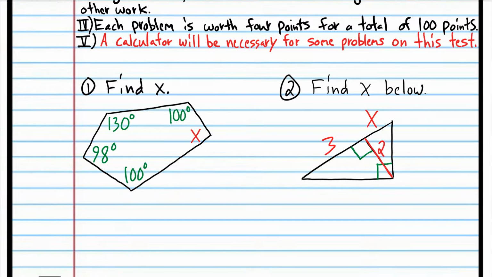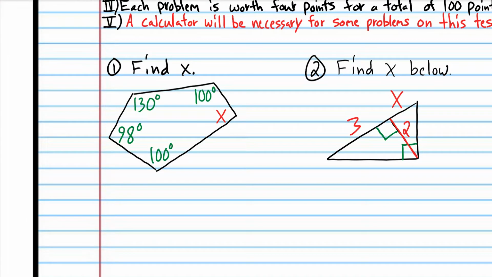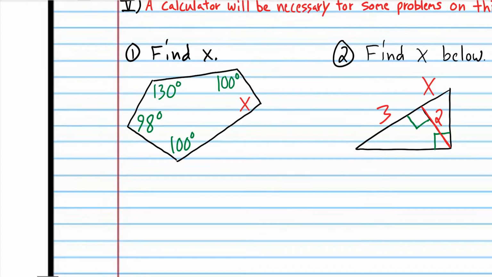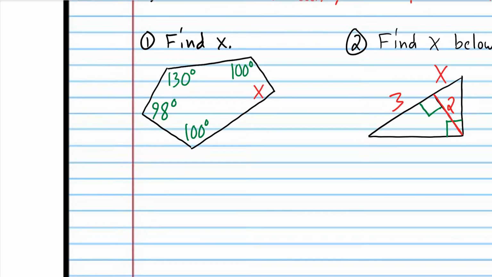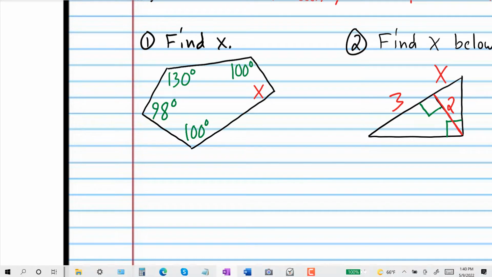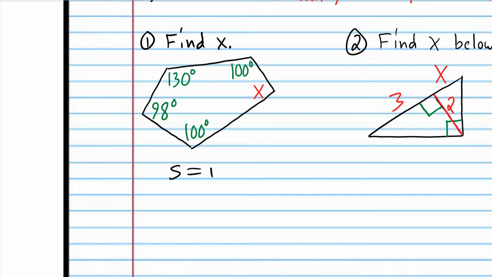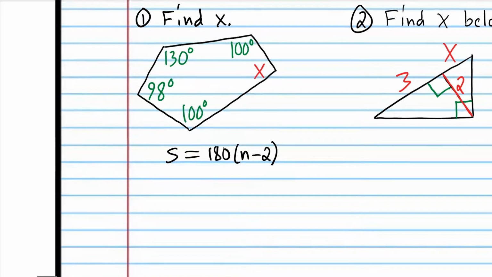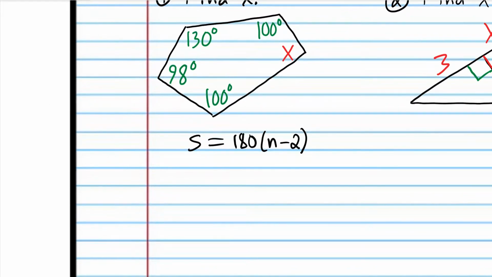Alright, we're back. For problem number 1, we're going to have to use the polygon interior angles theorem, which says that the sum of the interior angles is equal to 180 multiplied by the number of sides minus 2. And so on the left side of the equation, we can go ahead and just add up all those angles. 130 plus 100 plus 98 plus 100 plus x is equal to 180 times the number of sides.